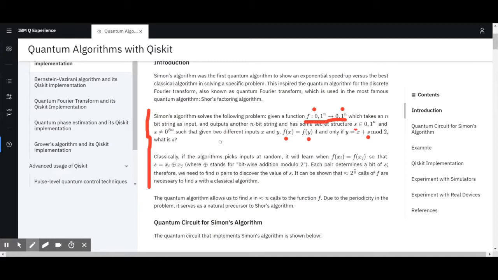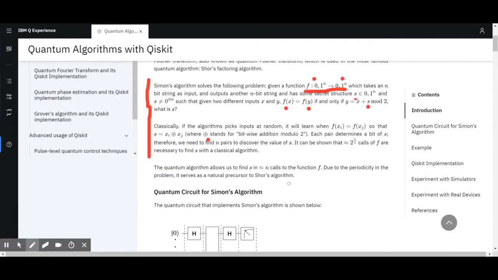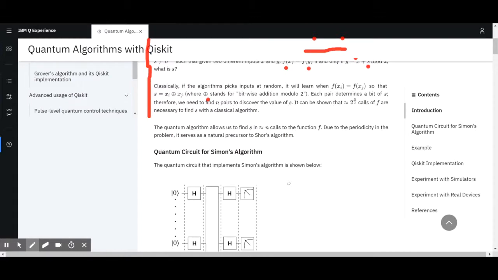Picks inputs at random, it will learn when f... where this symbol stands for bitwise addition modulo 2. Each pair determines a bit of s. Yeah, I think that's what it means. The quantum algorithm allows us to find s in n calls to the function f.